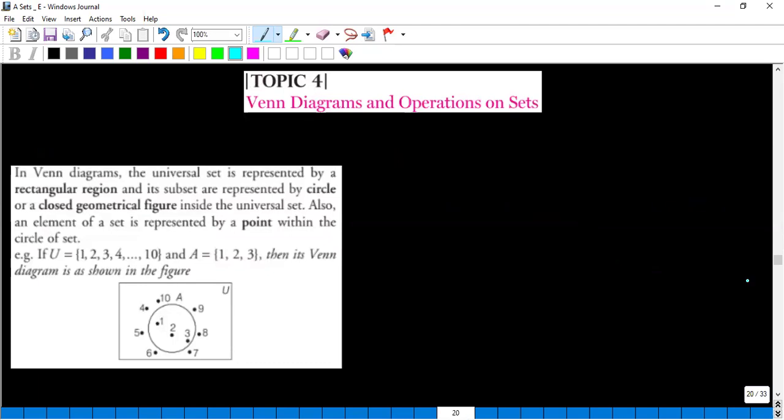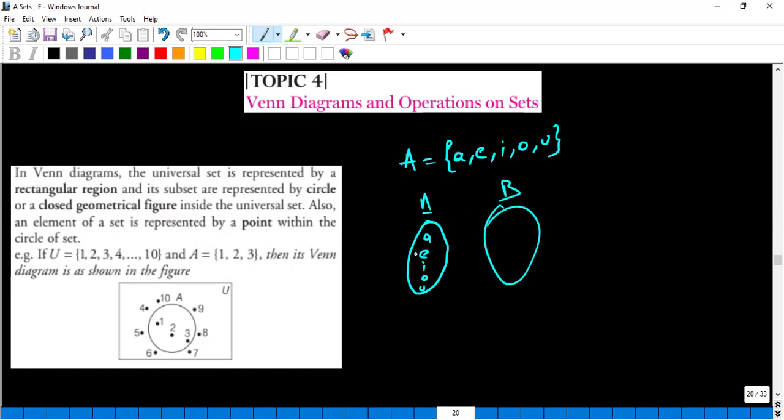Then Venn diagrams. What is this Venn diagram? The same set, whatever you are telling now: A is a, e, i, o, u. All these elements we will mention inside a circle. Okay, these are known as Venn diagrams. The remaining alphabets are in set B. In Venn diagrams, the universal set is represented by a rectangular box.